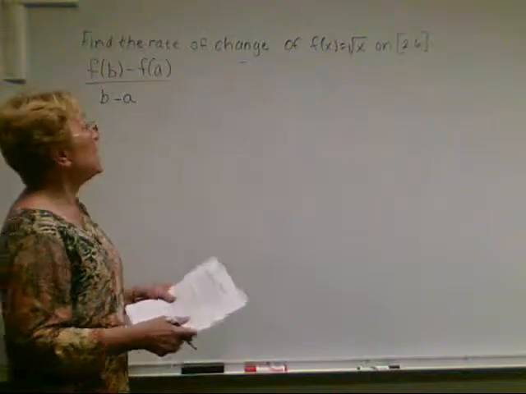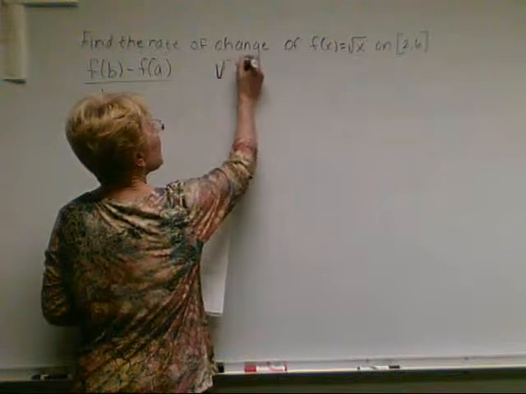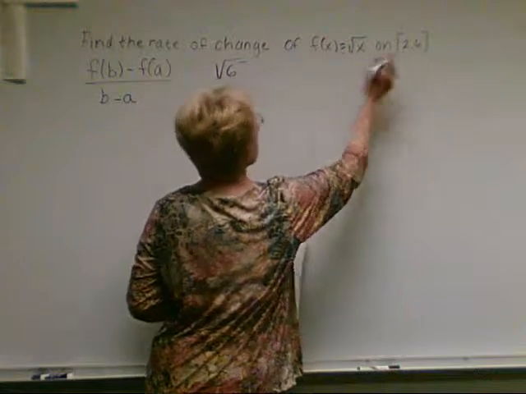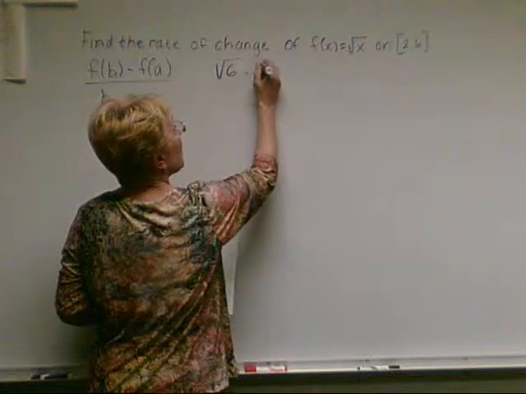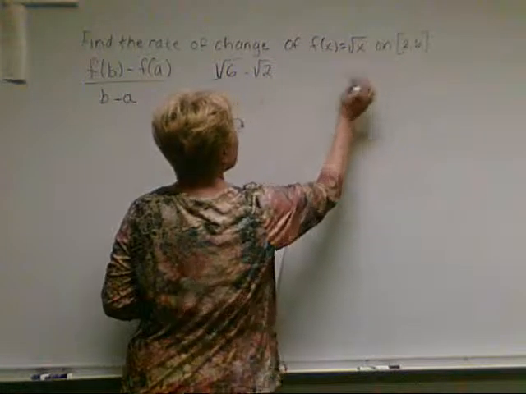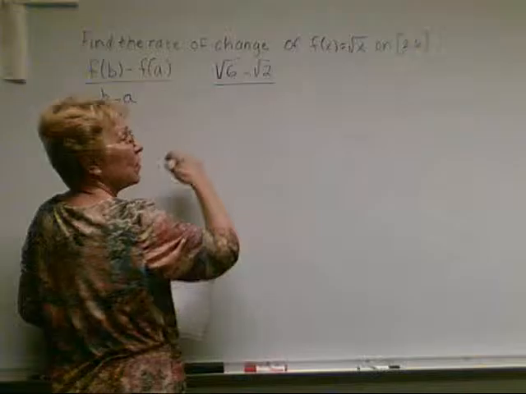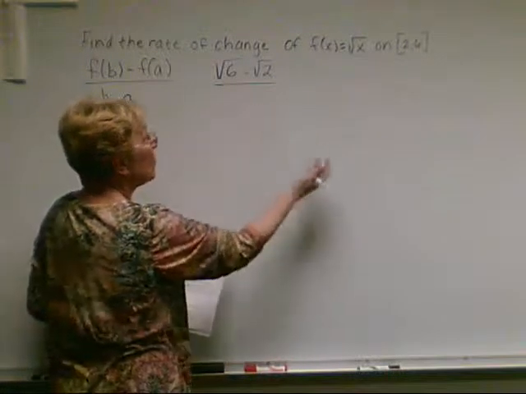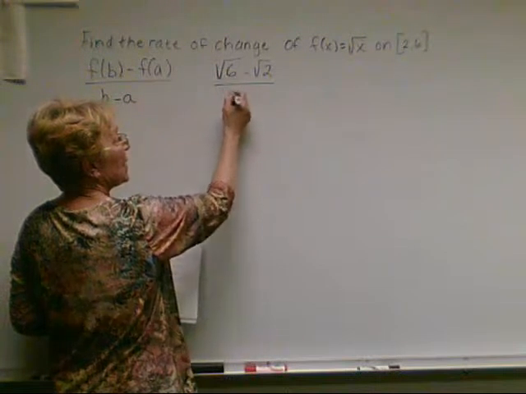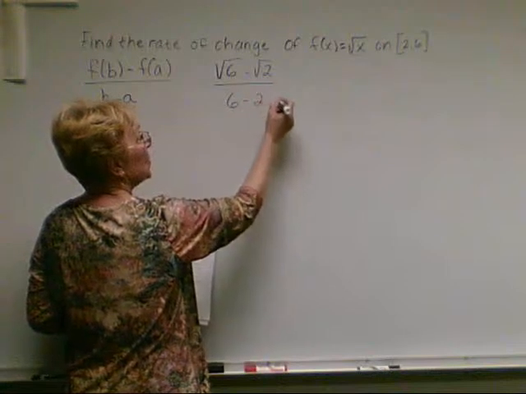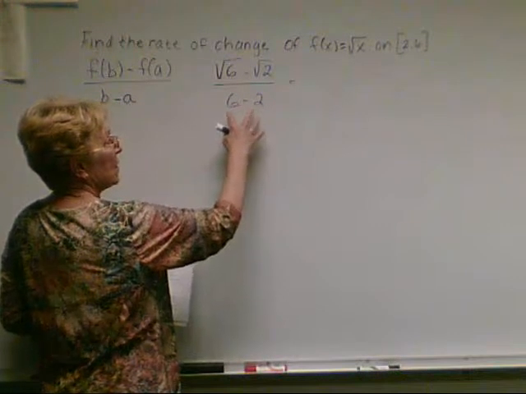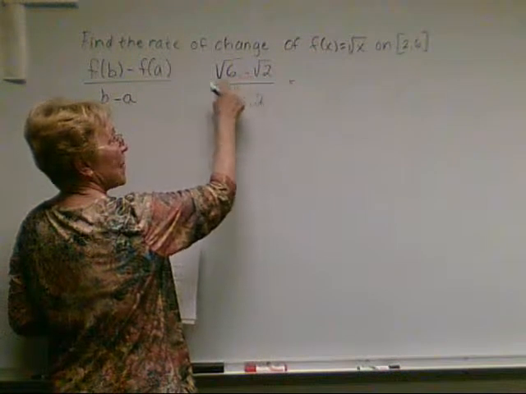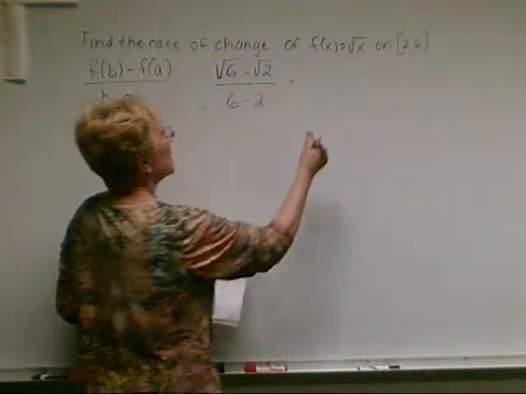For our function, it's square root of 6, the endpoint, minus the square root of 2, the beginning point, over the change in interval of input. So these have to match down here, 6 minus 2. So it's input and the function acting on the input to give us output.